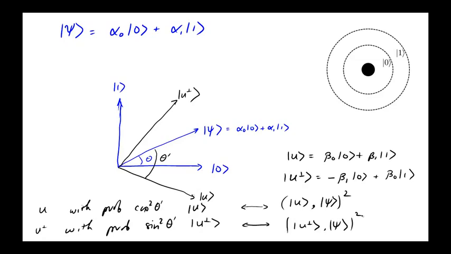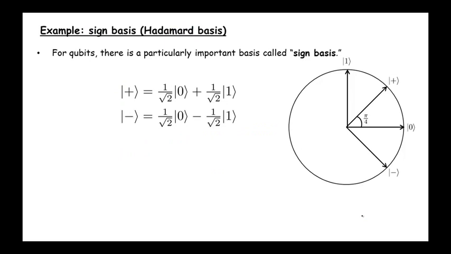Okay, so let's see some examples and let's see how to work with all this. Let's first talk about a very special basis called the Hadamard basis. This is a very important basis. It consists of these two states, the plus state, which is this superposition of 0 and 1 with equal magnitudes, 1 over square root 2 |0> plus 1 over square root 2 |1>, and the minus state, which is 1 over square root 2 |0> minus 1 over square root 2 |1>. What distinguishes these two states is the sign, the phase in front of the 1.